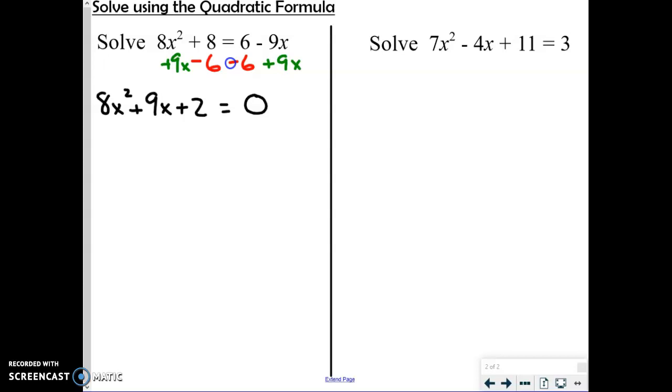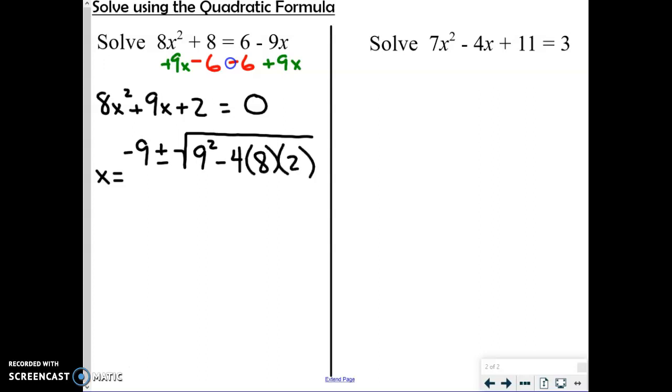So this would leave us with x is equal to the opposite of b, negative 9, plus or minus the square root of 9 squared minus 4 times 8 times 2, all over 2 times 8. So there's our substitution, ladies and gentlemen. There's everything that we have.